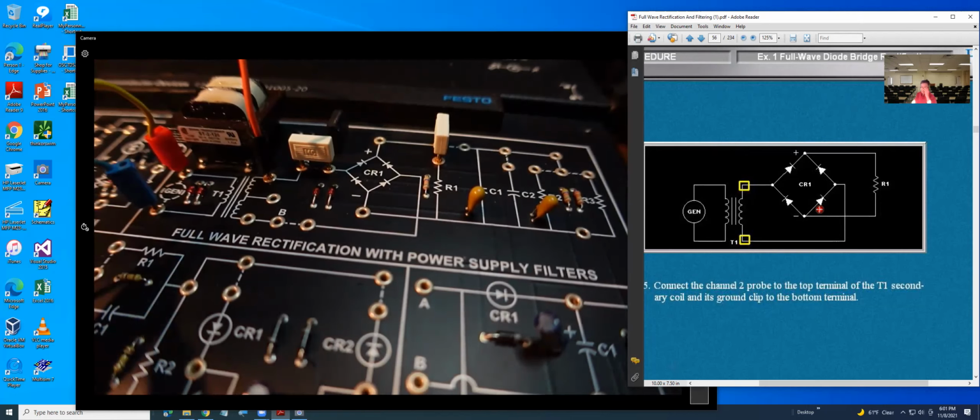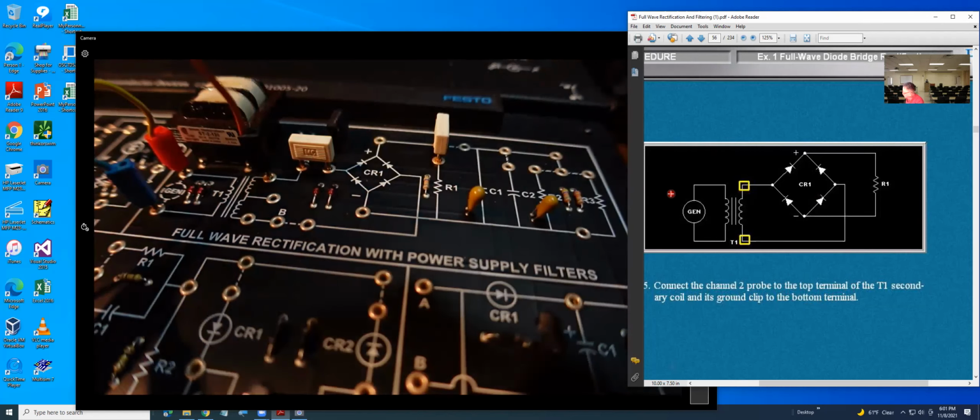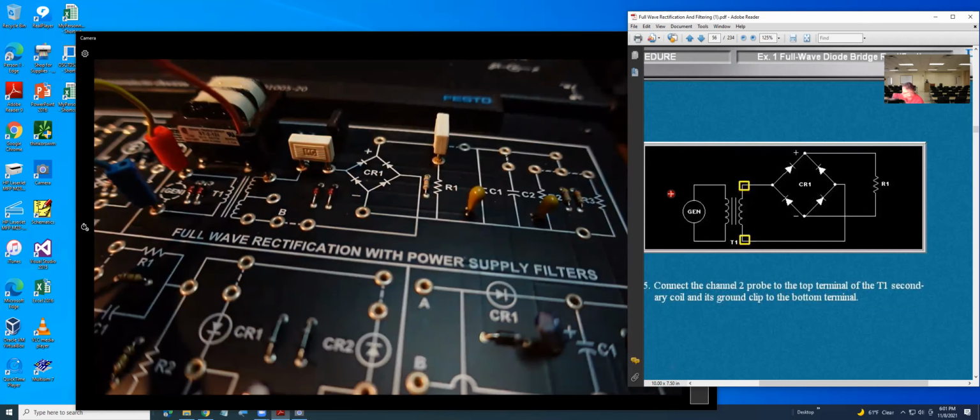And now they say connect scope channel 2 to the top terminal. That means at this point right here. So basically that will be on the top terminal right here. You can see I connect this one to channel 2.